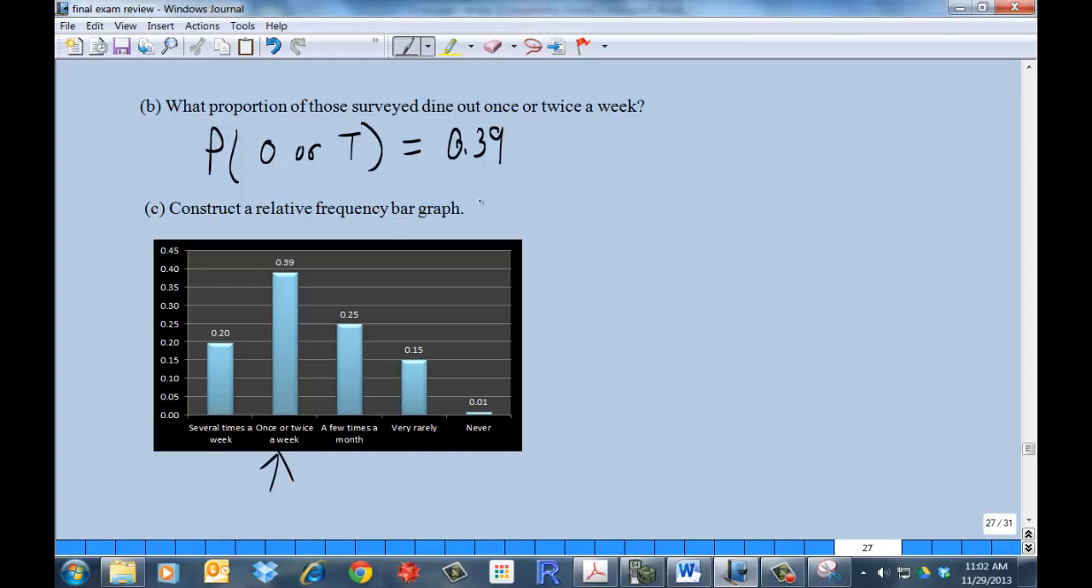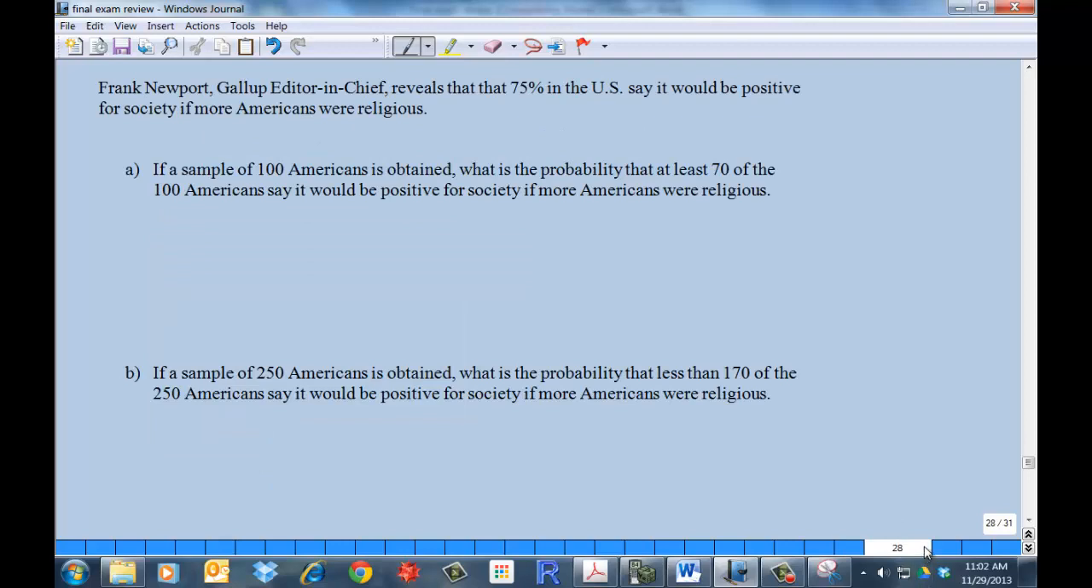Okay, the last question for the final review is dealing with the distribution of sample proportions, and we just worked one like this a couple problems back. So let's go ahead and read through here. Frank Newport, Gallup editor-in-chief, reveals that 75% in the U.S. say it would be positive for society if more Americans were religious.